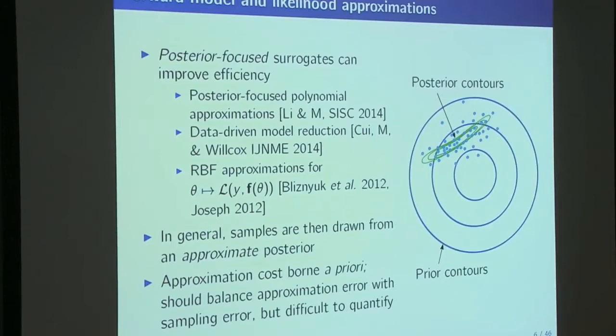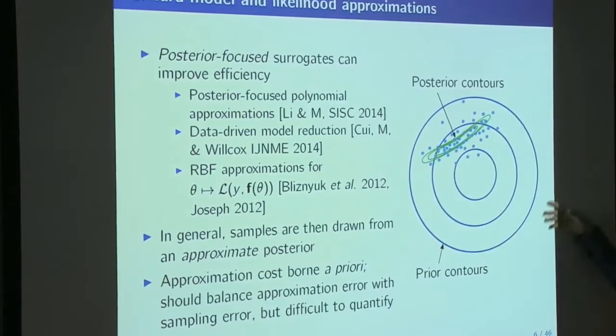So to give you a cartoon to maybe explain why that is, suppose I have some Gaussian prior whose contours are represented by these blue circles, but suppose the posterior, once actually conditioned on the data, is typically quite concentrated with respect to the prior. So suppose the posterior contours are these green contours here. In that sense, constructing an approximation that's very accurate in these regions of the prior, that I know, if I'm going to sample the posterior, I'm never going to visit, seems a bit wasteful.